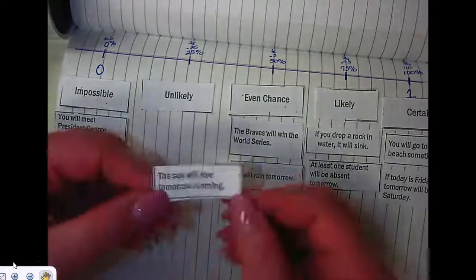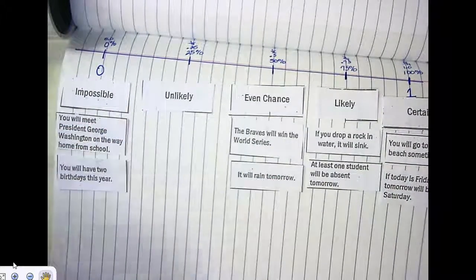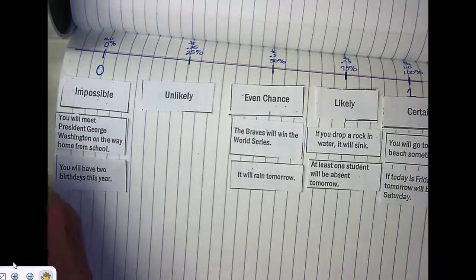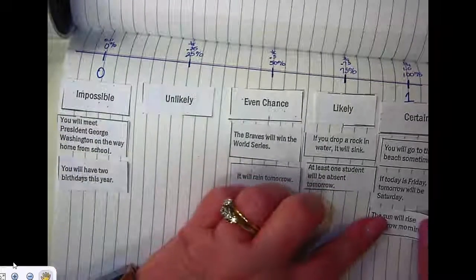Okay. The sun will rise tomorrow morning. That's certain. Every day you've been alive, the sun has come up, sir. Shh. We can't worry about that. We can't borrow trouble.